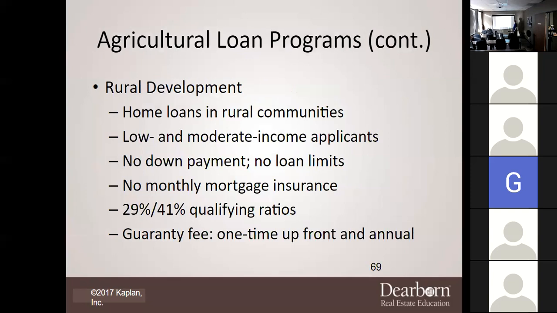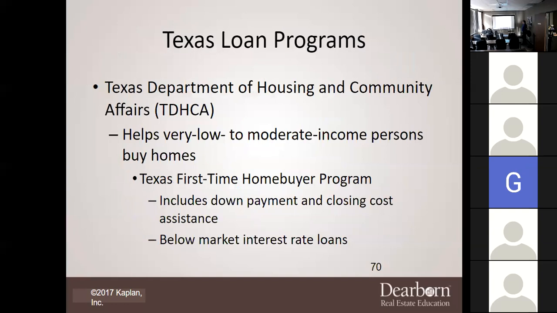Okay. They also do have rural development loans. And these are for home loans in rural communities. Oftentimes, these individuals are low or moderate income applicants. There is no down payment and no loan limits. These are no monthly mortgage insurance, no PMI or MIP. And oftentimes, the qualifying ratios is 29% over 41%. And there is a guarantee fee of a one-time upfront and annual fee that can be provided.